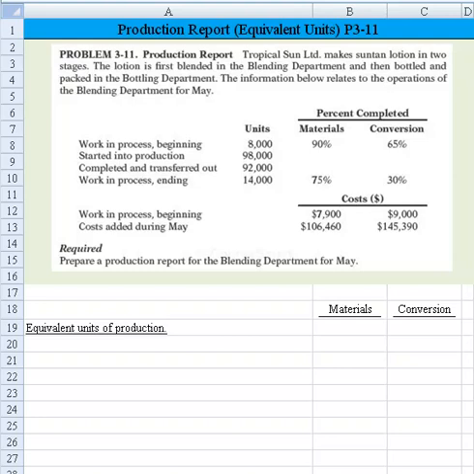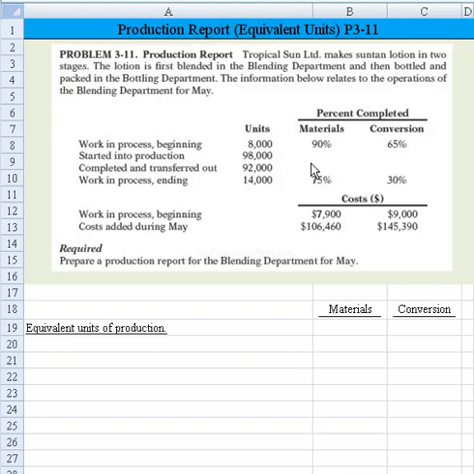So let's take a look at equivalent units, a production report, which is problem 3-11. We're dealing with Tropical Sun Limited, and they make suntan lotion in two stages, the blending department and then the bottling department. And we've got this information that you can see on the screen dealing with how much work in process was in beginning. It looks like 8,000 units.